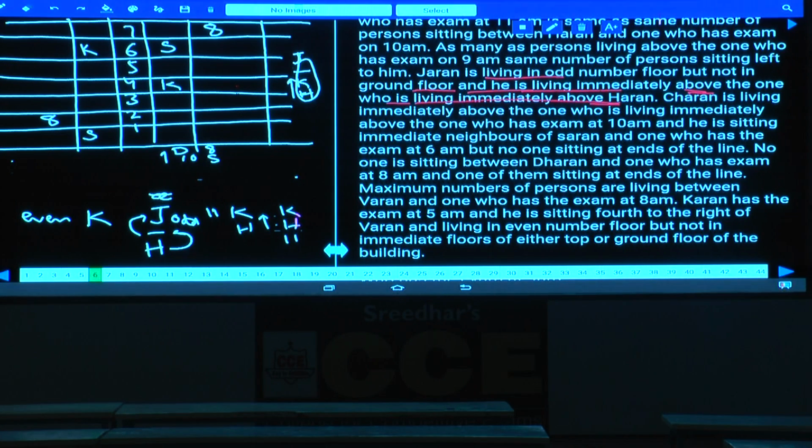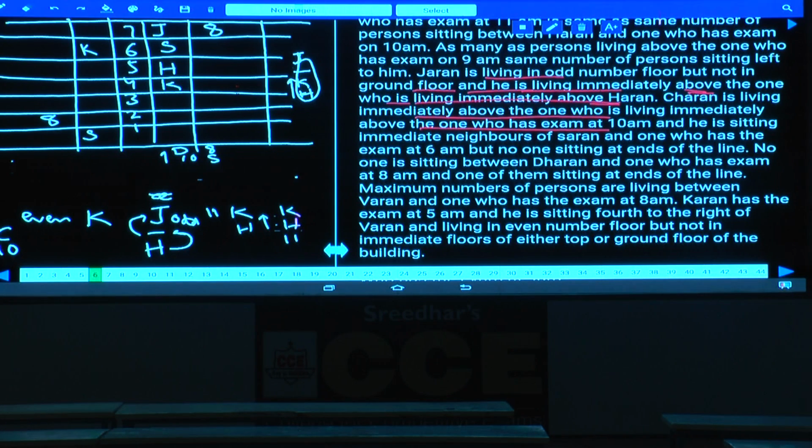and 5. And 5 and 3, is it possible or not? 5 and 3 is also possible, isn't it? Again there are two possibilities, J and H can be at this place, or J and H can be 5 or 3, isn't it? Now let us fix that one as of now. J, S, H, K were done. Charan is living immediately above the one who is living immediately above the one who has the exam at 10. Now this Charan is immediately above the one who is at 10 a.m.